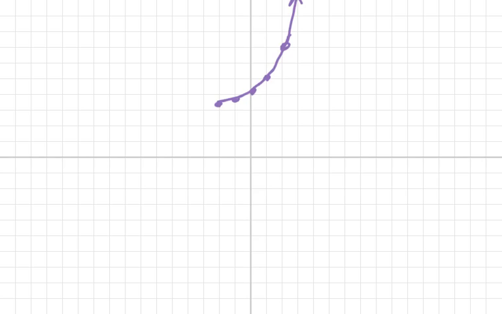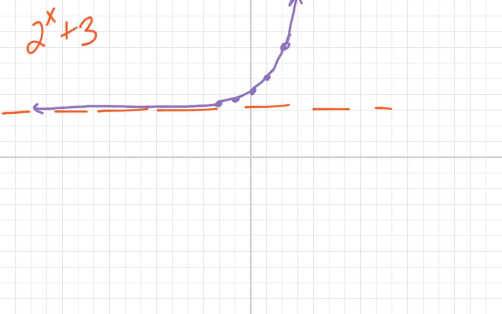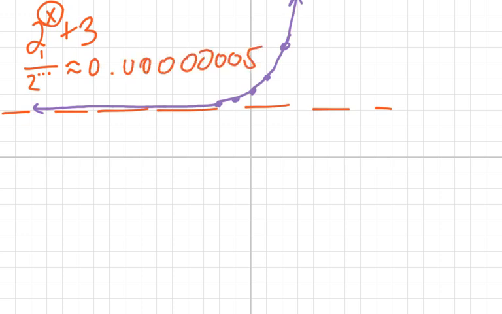Okay, so what happens after x equals negative 2? Well, these values keep getting smaller, but they don't cross the horizontal asymptote, which has moved up to 3. Why don't they cross it? Well, we have 2 to the x plus 3. No matter what x is, the smallest this can be is 1 over 2 to some really big number. So this is going to end up being something like 0.00000005 plus 3. So we get really, really close to 3, but we don't actually ever get to 3.